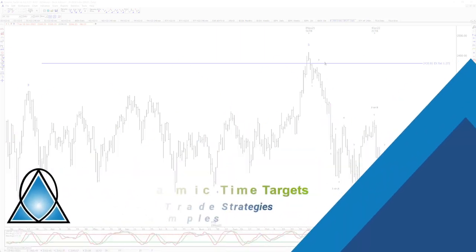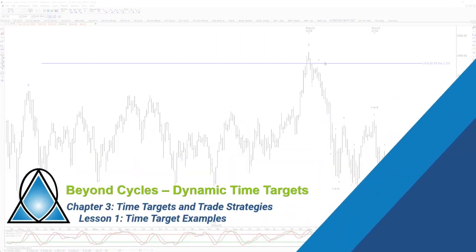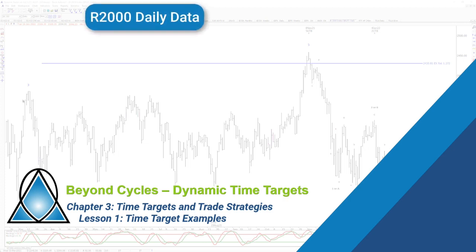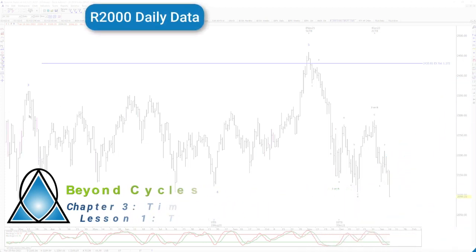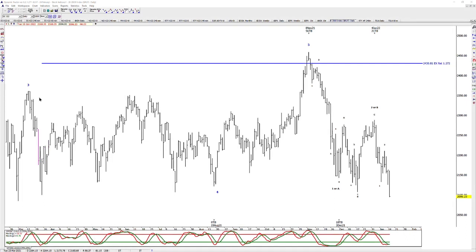This is the Russell 2000 daily data, and it's for 3 or 4 months of time. Let's just take a look at it from this point in time, and we'll go under the assumption that this is a 3, and this whole congestion period was a wave 4, the new high was a wave 5. At least that's a possibility. And we're not going to bring more data on, just this data.